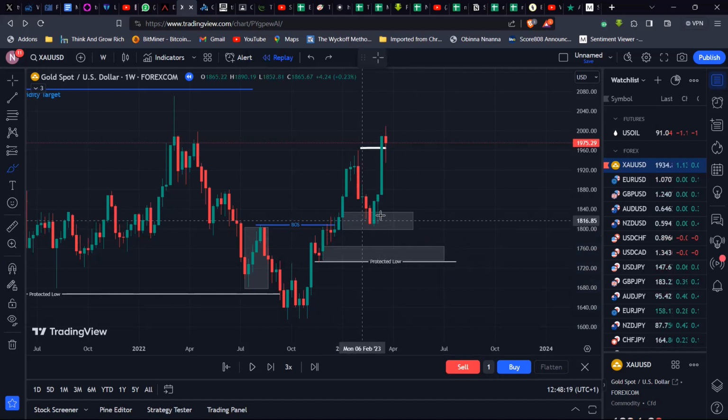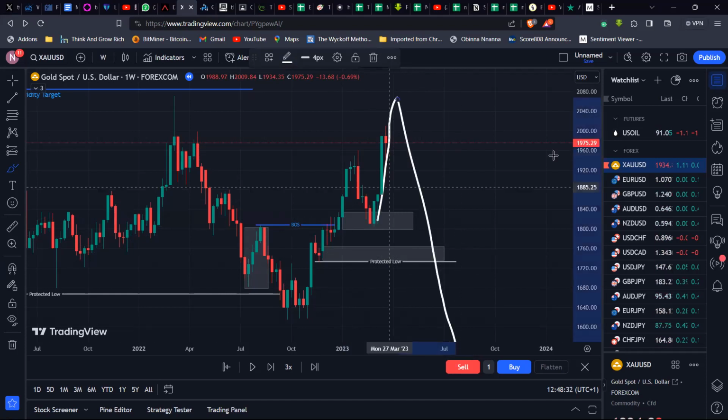It's no longer useful, because the only reason for this protected low is to hold price to come and take this high. Do you understand? If price comes from here and flushes down, it has accomplished what it wants to do, because this low has held price to come and grab the liquidity above here.